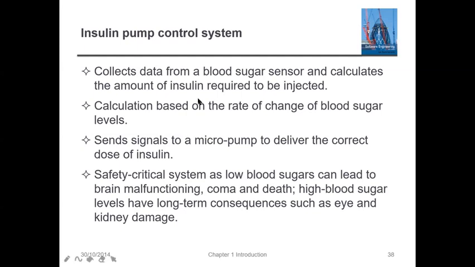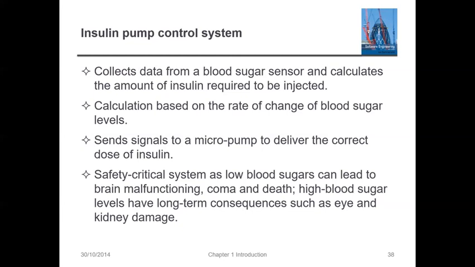In that way, you have to send the signal to the micro pump to deliver the correct dose of insulin. There will be a micro pump which will accept all varieties of signals, and it will insert it into the patient, where we are going to give the dose. How much amount we are going to give, it is going to find out.